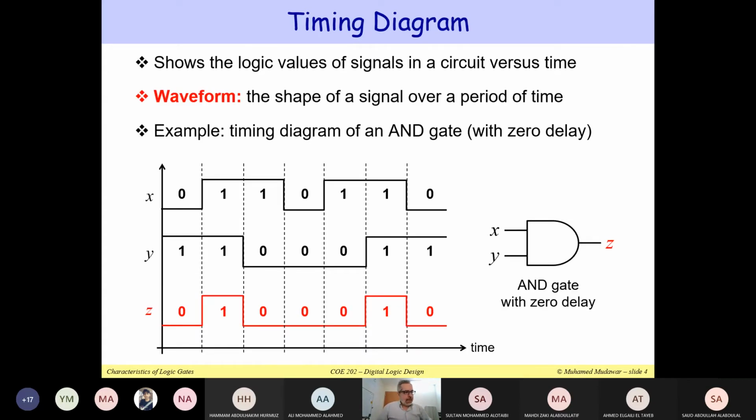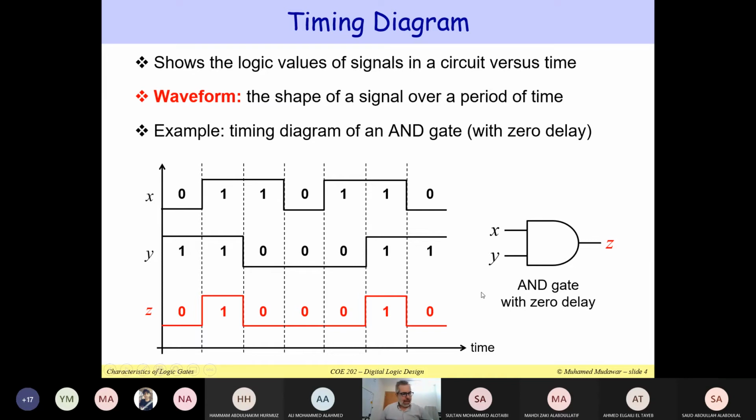Now, timing diagrams are very important. One would like to simulate circuits. I will talk about Verilog as a hardware description language, and how we can simulate circuits. So this is coming next. In the case one would like to simulate a circuit, we produce timing diagrams. The timing diagram is very important because it's going to show us the logic values of signals versus time. Let me show you a simple AND gate that has a 0 delay.